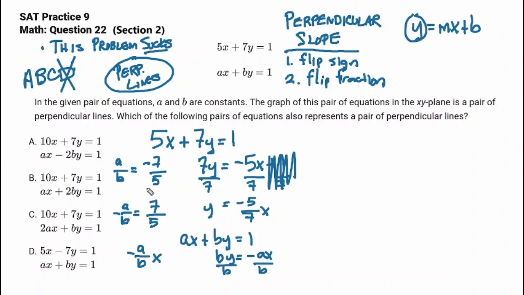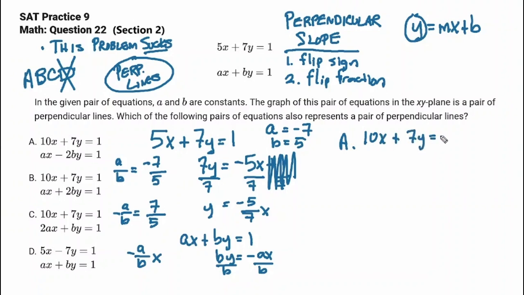It could be, for example, negative 14 and 10, or negative 21 and 15. But what's the easiest thing? The easiest thing is to make a equal to negative 7 and b equal to 5. All right, so we're just going to go down to the answer choices. We're looking at answer choice A here. We've got 10x plus 7y equals 1.